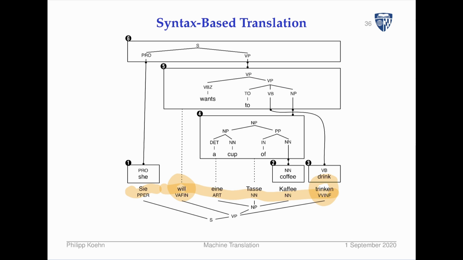And this is captured in this rule here, where it says, if you say wants to, and then there has to be a verb and a noun, these actually get reordered. So here, these lines here then cross. So the verb gets attached right after the to, while the noun phrase gets attached at the end.